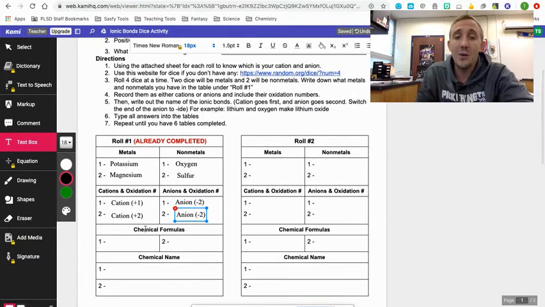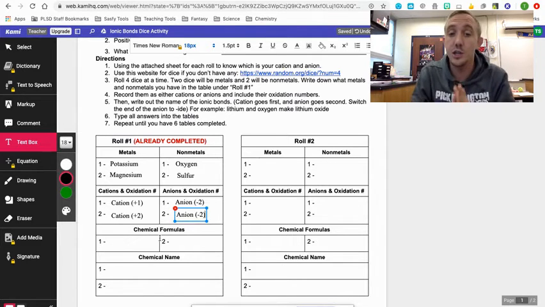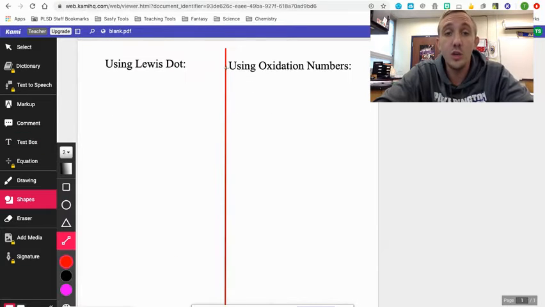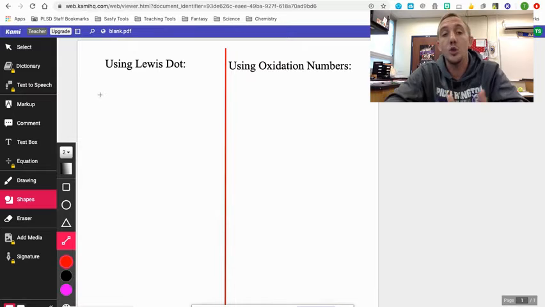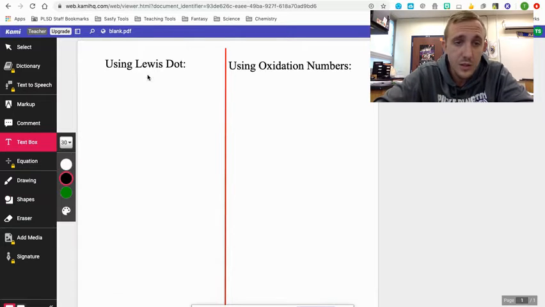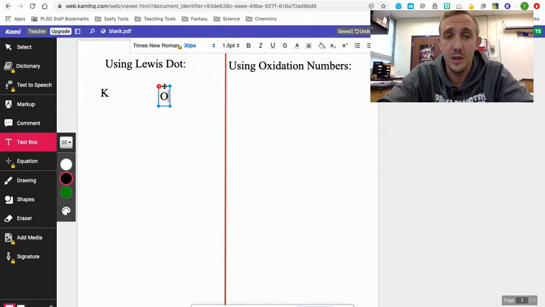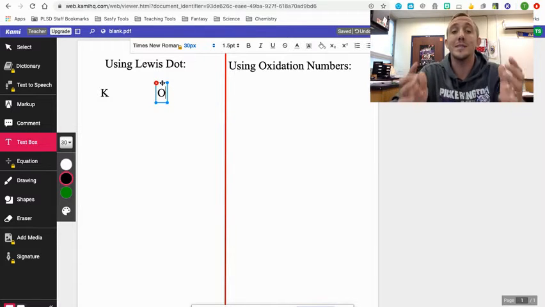Okay, and so now I have to figure out the chemical formulas. Okay, and there's two ways to do the chemical formulas. Okay, so the first one I'm going to do is potassium and oxygen. Okay, so I'm going to compare my 1 to 1. Okay, so potassium and oxygen. Okay, and so we're going to use this blank. And so I'm going to use my Lewis dot first. And so if I go ahead, I'm going to put potassium and I'm going to put oxygen. Okay, and so I'm going to be using Lewis dots.